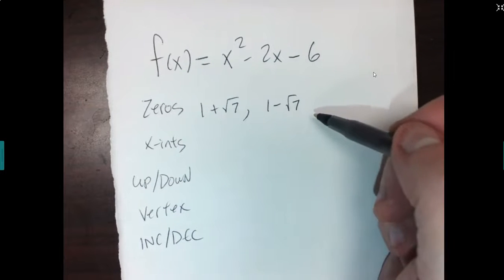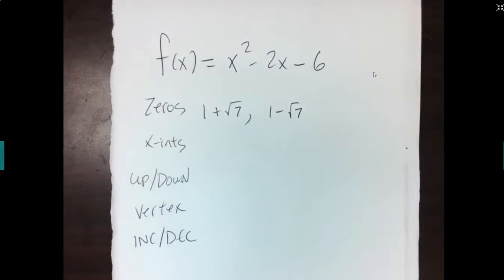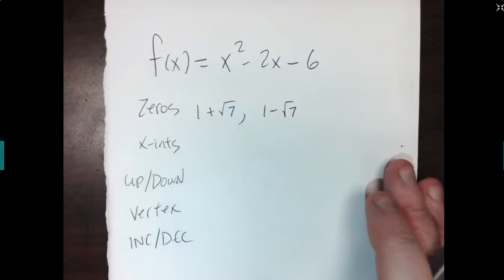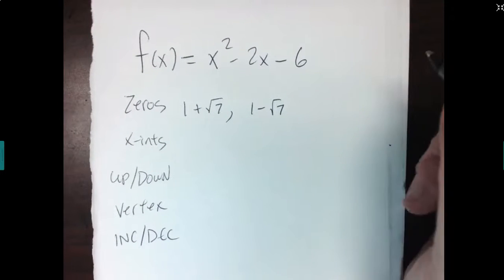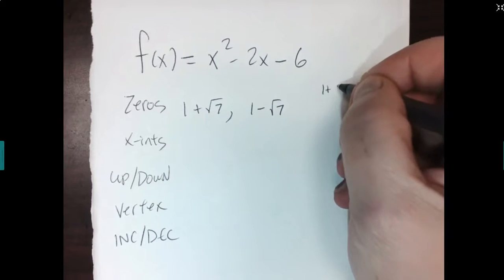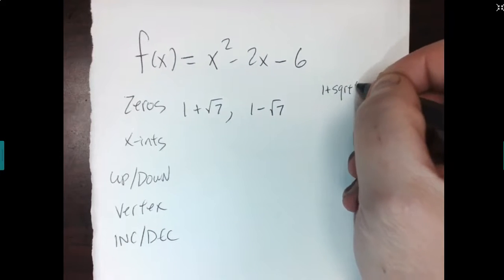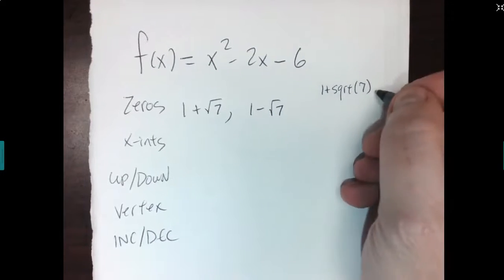These are exact answers. And if your instructions say to give the exact answer, then if you put a decimal in, that will be counted wrong. And to put this in a test or in WebWorks, you do 1 plus SQRT, then enclose the 7 in parentheses.